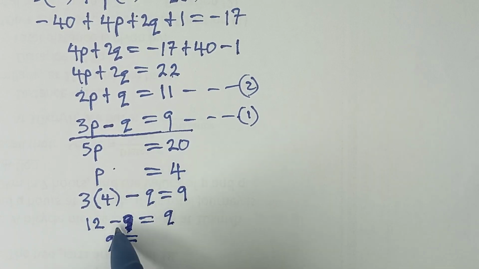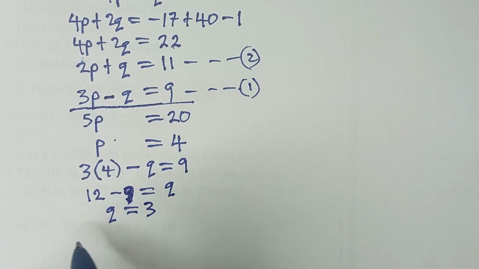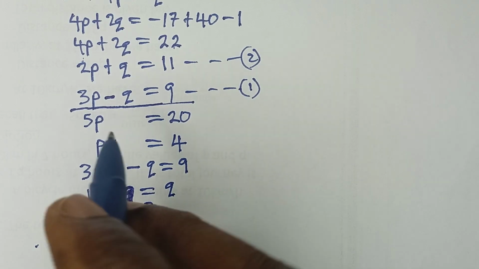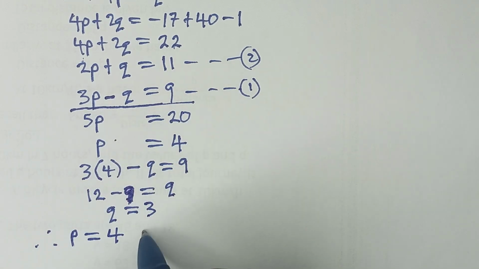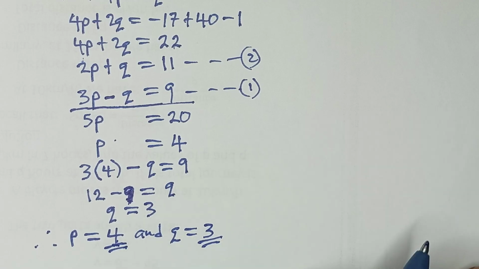This 9 comes to this, I become negative 9. So 12 minus 9 will give us 3. So therefore, I can conclude now with this A part of the question and say, therefore, P is equal to 4, as we have obtained for P, and Q is equal to 3. So these are the two solutions for P and Q.